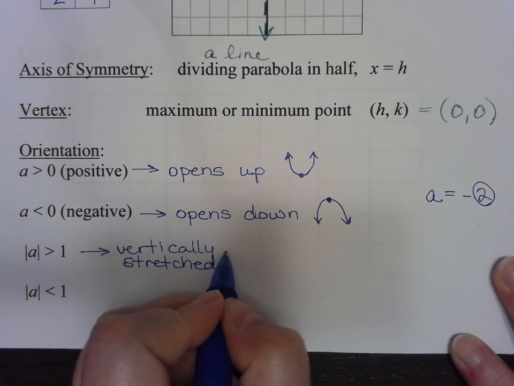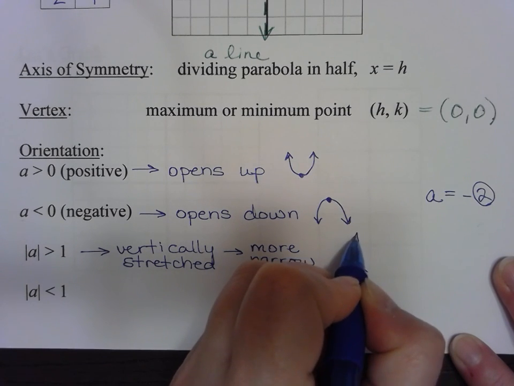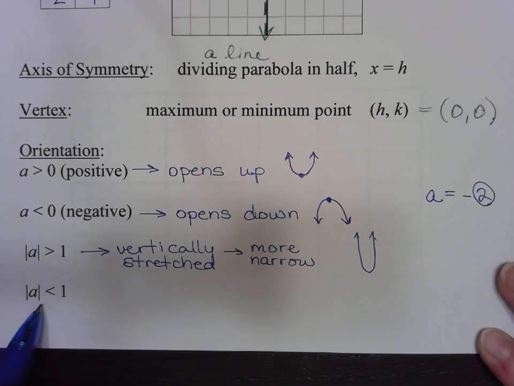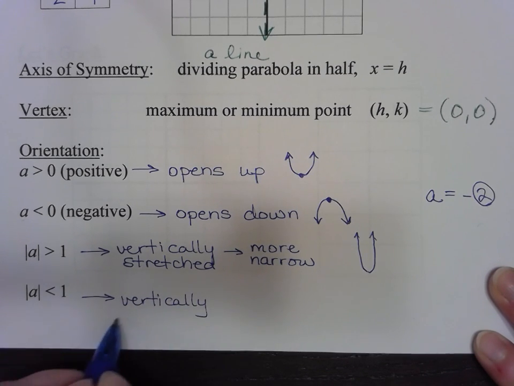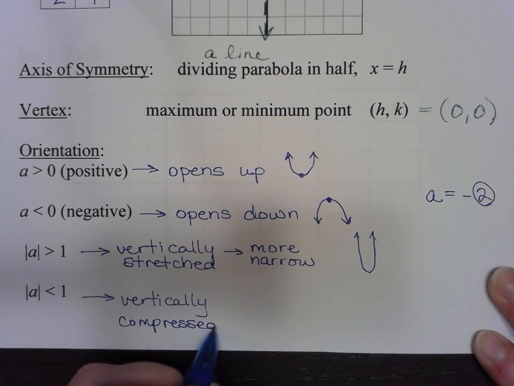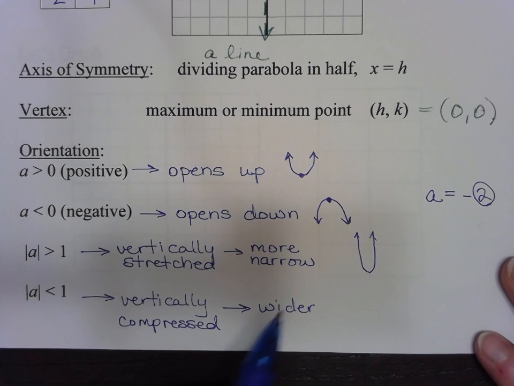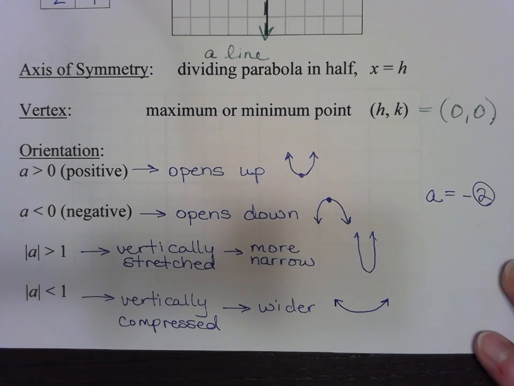then my parabola is going to be vertically stretched. And if I vertically stretch a parabola, it's going to be more narrow. Kind of like a tall and skinny parabola, right? Sort of like that. So that's going to happen if this number part is bigger than 1, right? If the number part is smaller than 1, then I'm going to say it is vertically compressed.